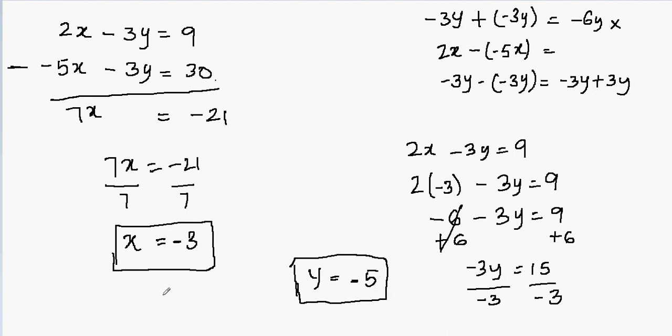Now I can write that as an ordered pair. I will write the value of x first and then y. So negative 3 comma negative 5. This is my final answer. So this is how you solve the equations by the elimination method.